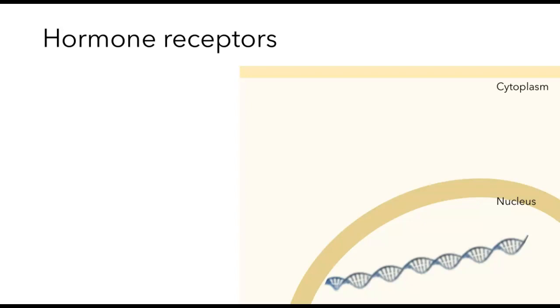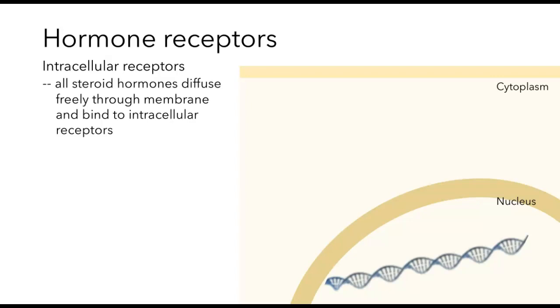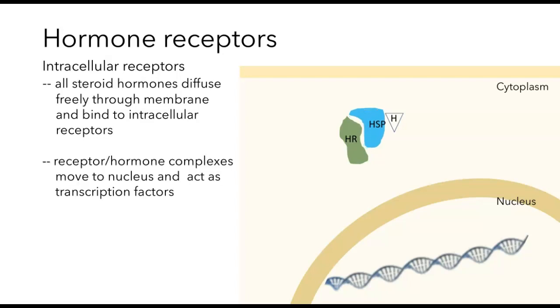The last class of hormone receptors I want to talk about will be intracellular receptors. This class of receptors will include the receptors for all steroid hormones. All steroid hormones can diffuse freely through the membrane and bind to intracellular receptors. So out here we have a steroid hormone, it might be estrogen or testosterone, and it can pass through the membrane into the cytoplasm. In the cytoplasm we'll find the hormone receptor, and that's often associated with a chaperone protein, in this case a heat shock protein. When the hormone enters the cell, it can displace the chaperone protein and then bind to the hormone receptor.